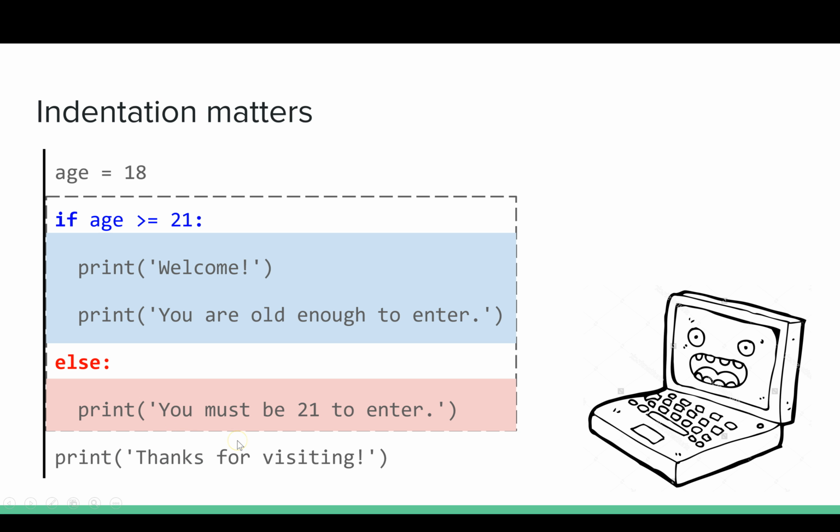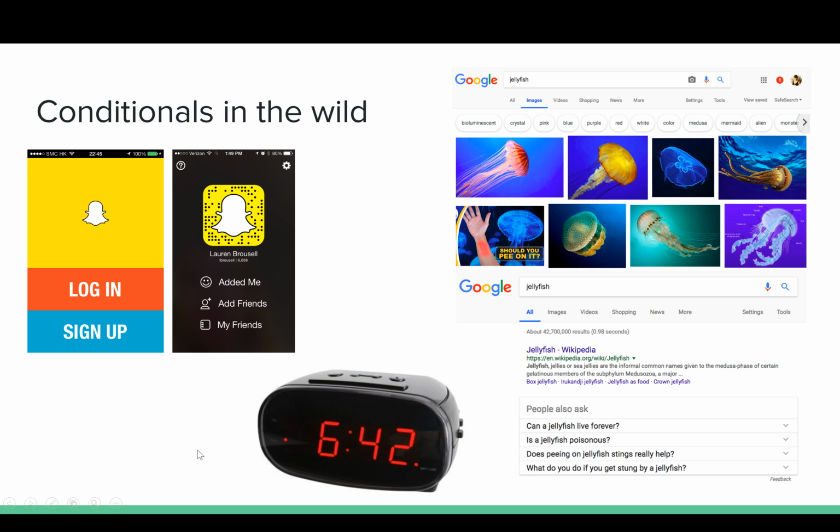So we also see this one, thanks for visiting. If we change age to, let's say, 21 or 22, in that case, how many print statements will there be? There will be 3 print statements, because this condition is true. Let's say age is 22. 22 is more than 21. So we see print welcome, you are old enough to enter, and then also thanks for visiting.